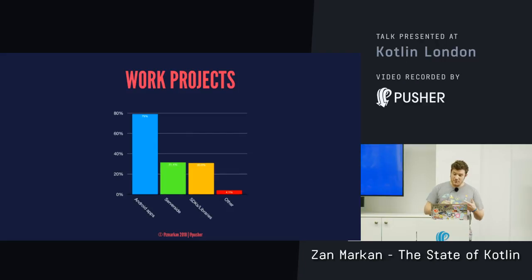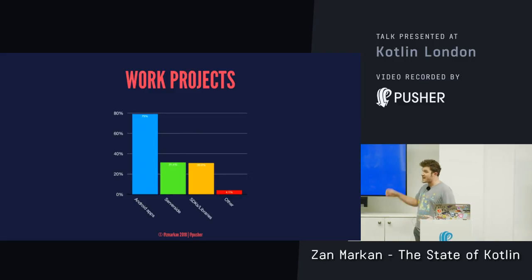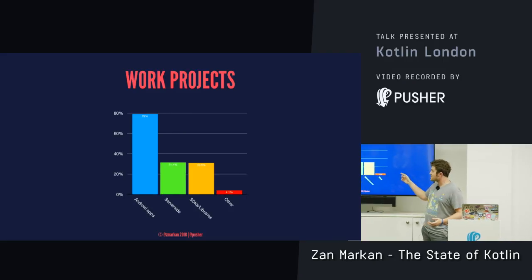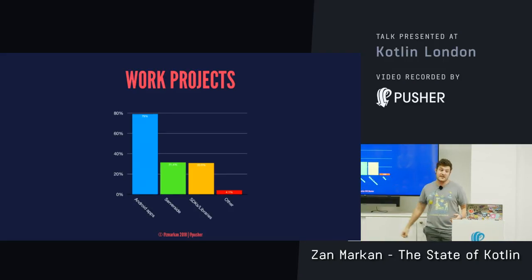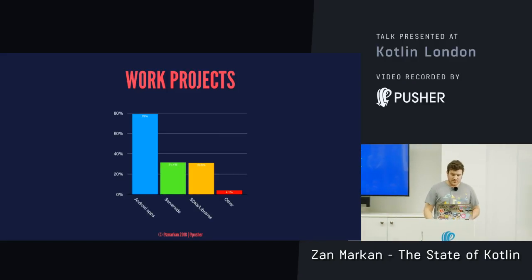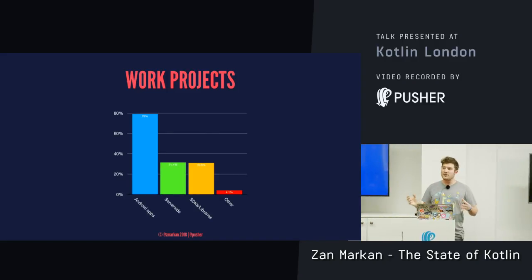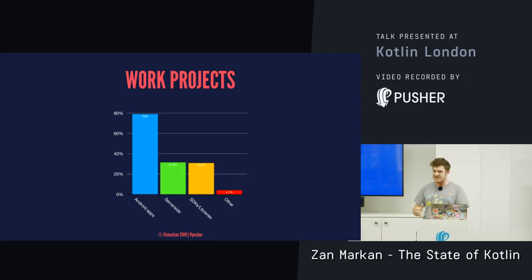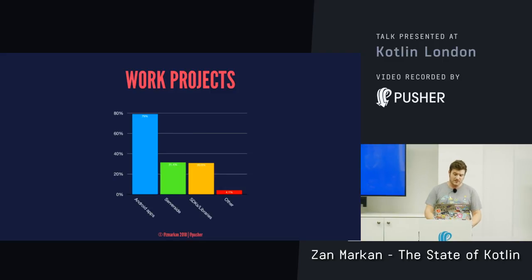So out of the work projects, and to be honest, this graph is pretty much the same for side projects, 80% use it for Android development, and about 31% each use it for also server-side or SDK development. There's a few others who use it for other types of things. And surprisingly, the side projects don't really differ. It's pretty much the same distribution here.